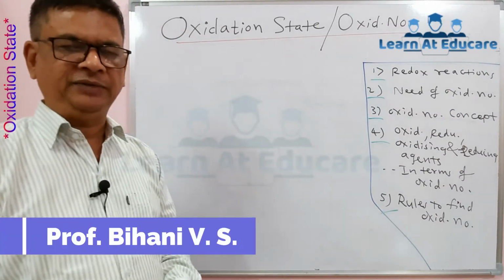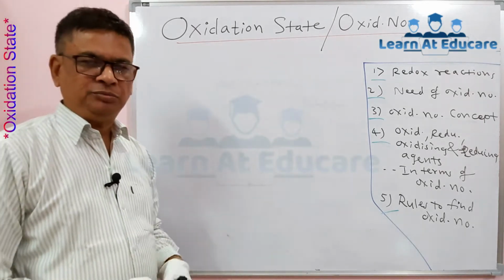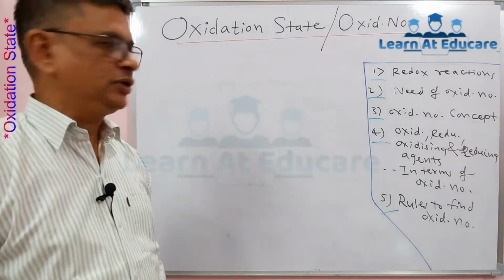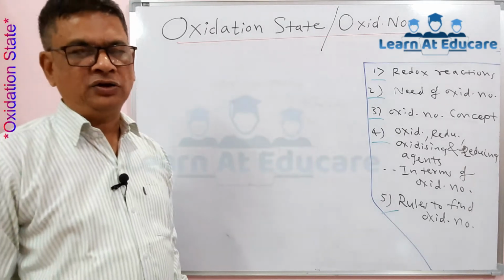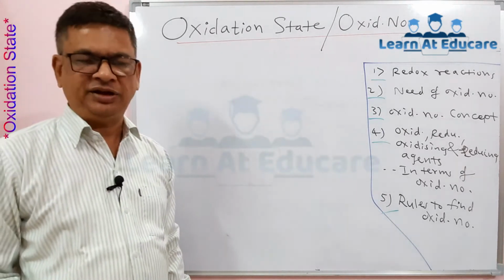This is Vinod Bihani and we will continue our chemistry session for the discussion today on the topic called oxidation state, also known as oxidation number. We already know the meaning of redox reactions. Redox reaction is the combination of oxidation and reduction reaction.